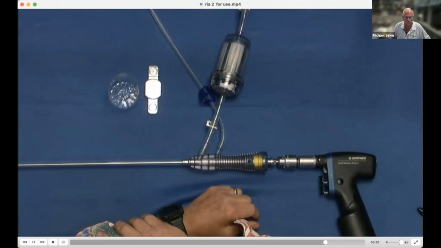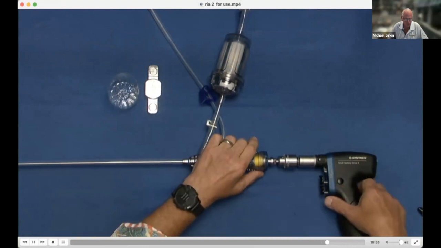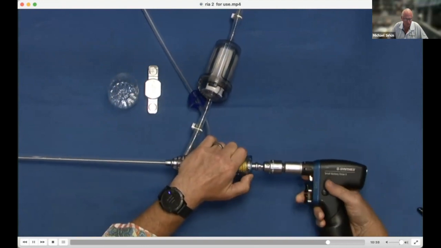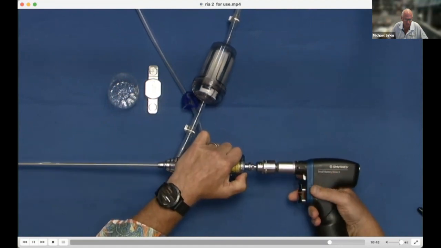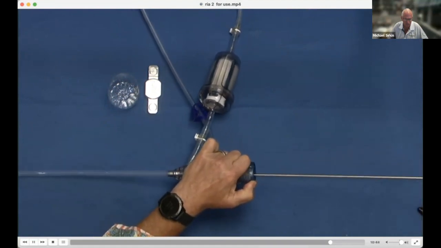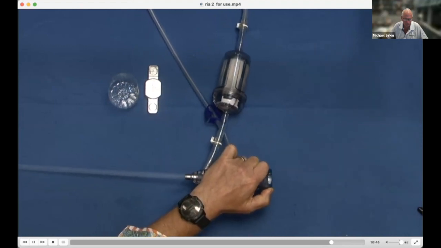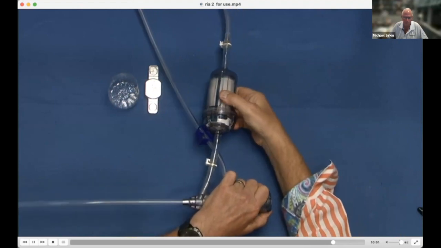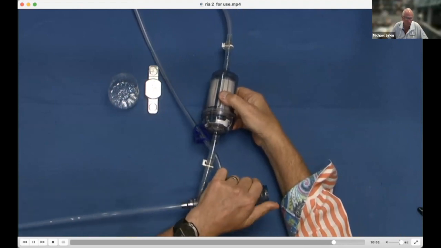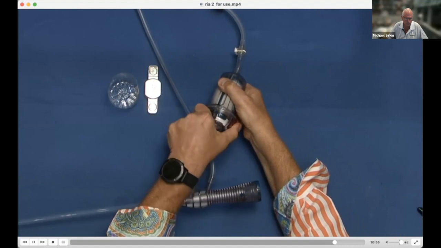So now we're done with our debridement, or we're done with our collection of our bone graft. We're going to remove the drive shaft from the RIA. Again, we're going to push this button in up top and pull it out. The tip will detach as I showed you earlier. And now we want to take our bone graft or debridement material and collect it. So we unscrew this.